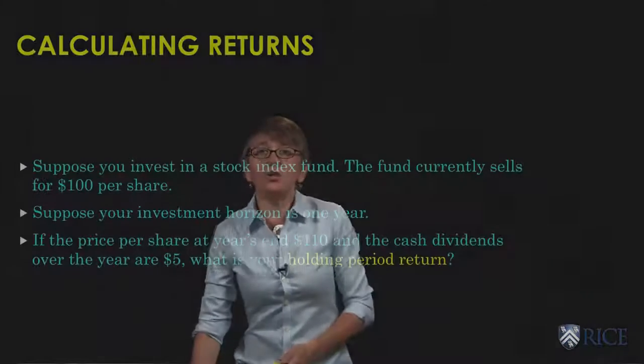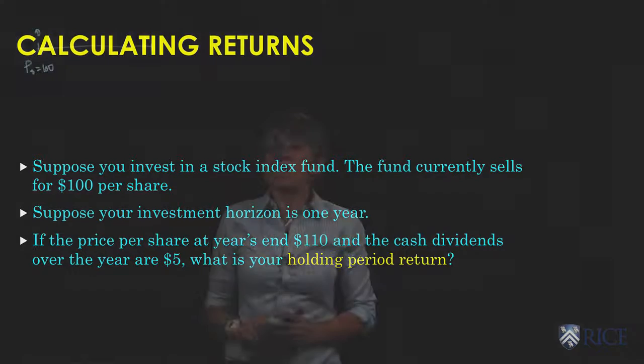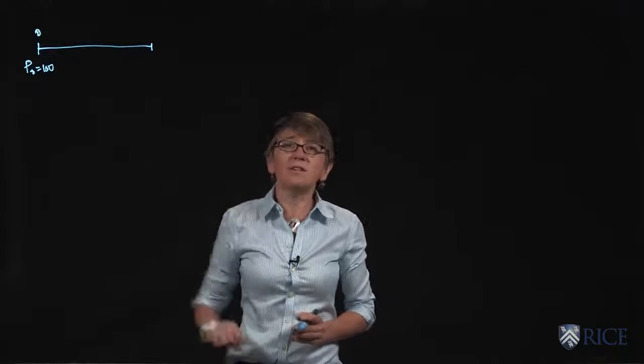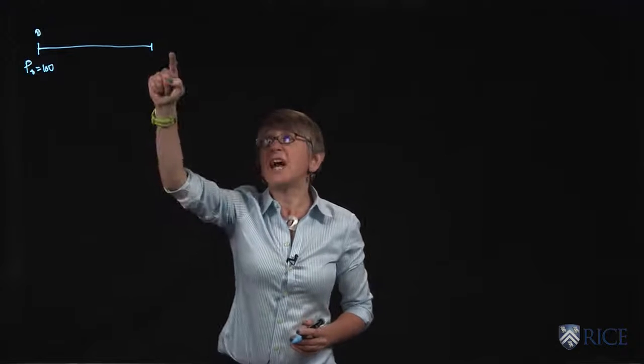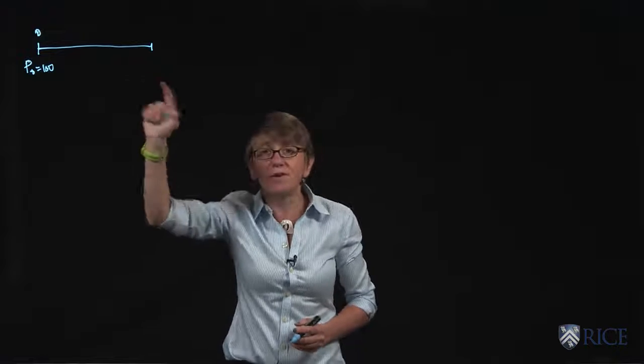So the return you make on an asset for any given period is pretty straightforward to calculate. You just need to make sure you account for all the cash flows over the holding period. So let's suppose that you invest in a stock index fund today, and the fund currently sells for $100 per share. And let's suppose that your horizon is for 1 year. Now, the return you make, your realized return on your investment over that period, will depend on the price per share at year's end, plus any dividends or any other cash flows, basically, you will collect over the year.